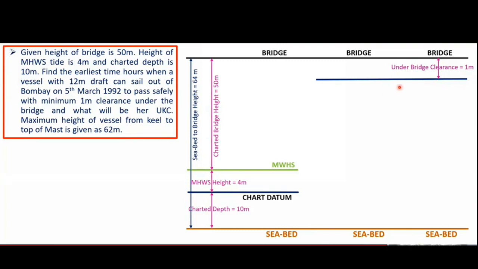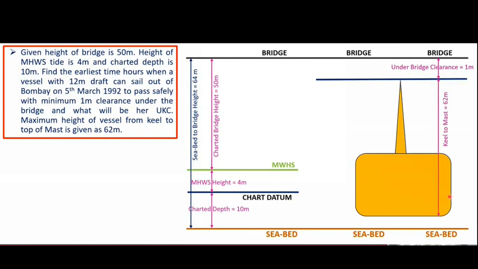Now, mast to keel is given as 62 meters. Top of the mast to the keel is given as 62 meters. So if the top of the mast is in line with, touching this line, then if we come 62 meters below this, we shall have the keel of the vessel. And the vessel is then like this. And we have the mast. So top of the mast to keel is 62 meters.